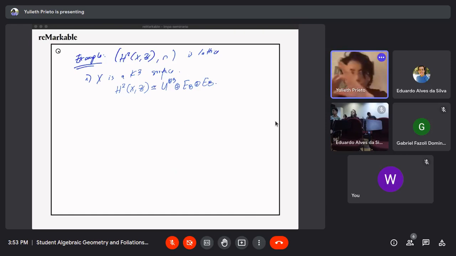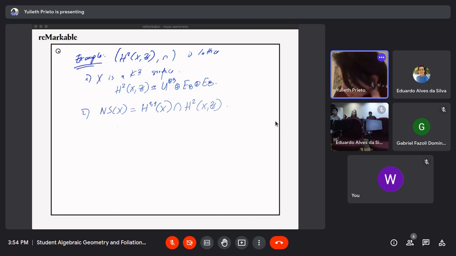Now for K3 surfaces, it's a topological invariant, so it's the same. But if I want to distinguish 2 K3 surfaces, I need to distinguish the complex structure, right? So how do you see this in the cohomology group? You can consider the Néron-Severi group of X, which for K3 surfaces is the intersection of this one with the second cohomology group. So in particular, the rank of this Néron-Severi group, which we denote by rho, is something between 1 and 20.